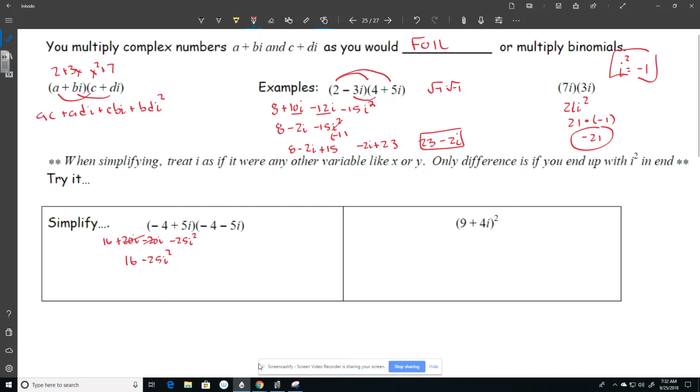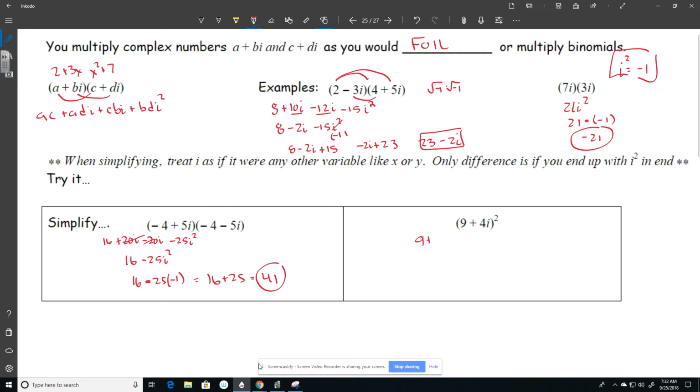But i squared is equal to -1. So this is 16 minus 25 times -1. Please multiply before you subtract, because that actually becomes 16 plus 25, which equals 41. So when I multiply these complex numbers, I end up with just a rational number, just an integer.